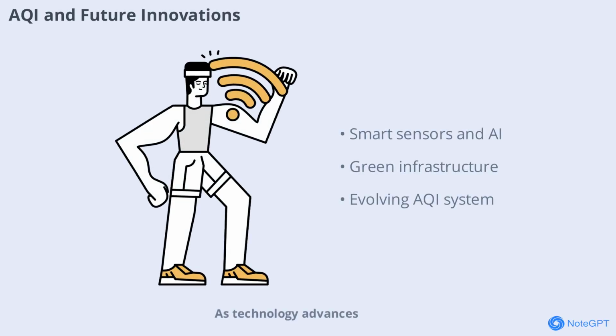As technology advances, new tools and strategies are being developed to monitor and improve air quality. Innovations like smart sensors, artificial intelligence, and green infrastructure are making it easier to track pollution and reduce emissions. The AQI system will continue to evolve, helping us build healthier, more sustainable communities for the future.